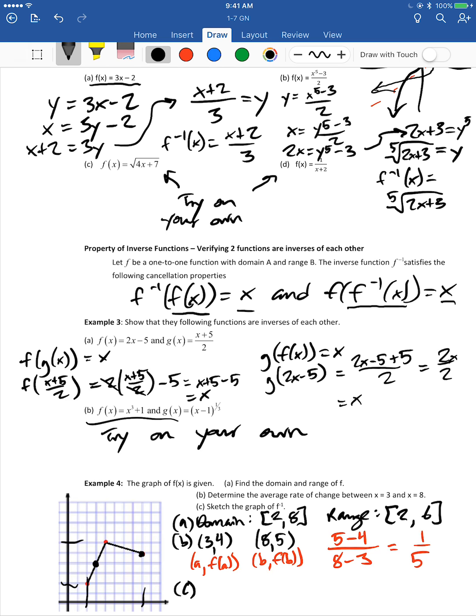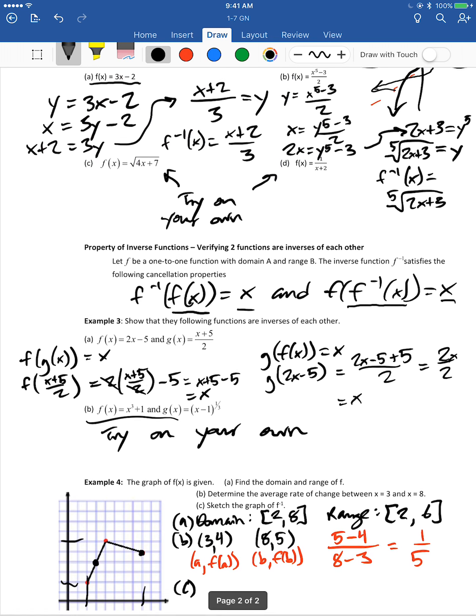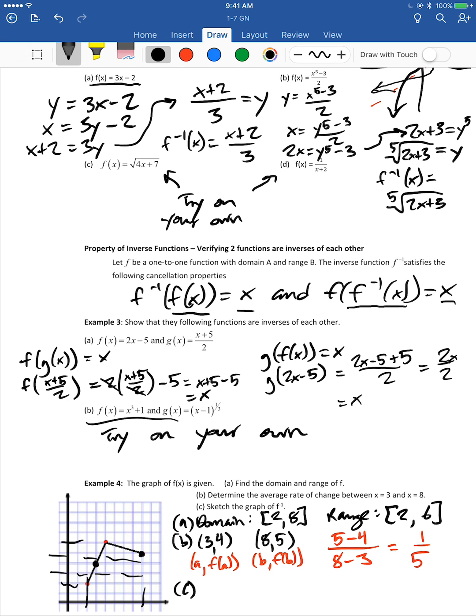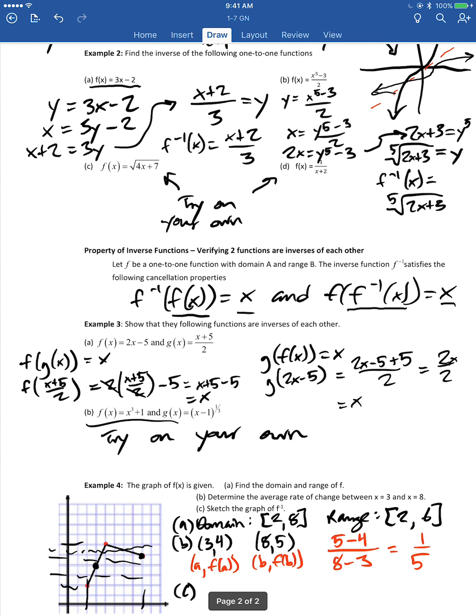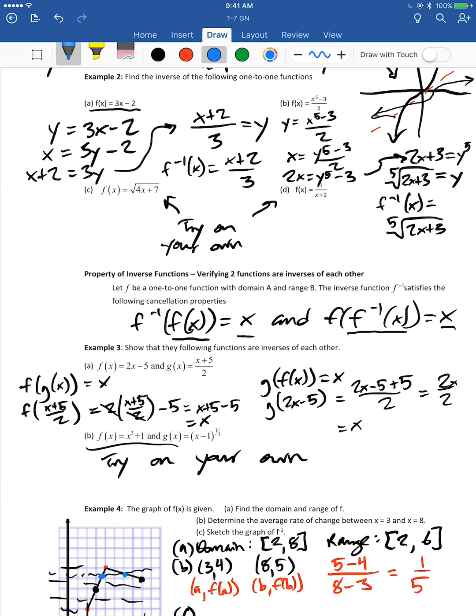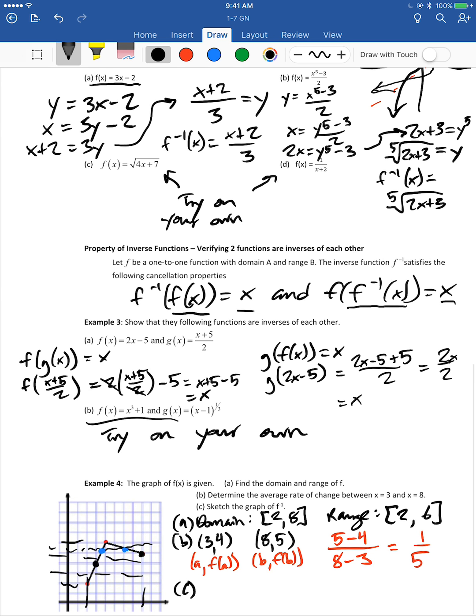Finally, part C. Sketch the graph of f inverse. Careful. We are not even sure that this graph, this function, this f of x, has an inverse. How do we check for that? We need to test. We need to use the horizontal line test. And if I do, I see that right there, I fail my horizontal line test. So this function does not have an inverse. The graph of f inverse does not exist because it fails the horizontal line test.